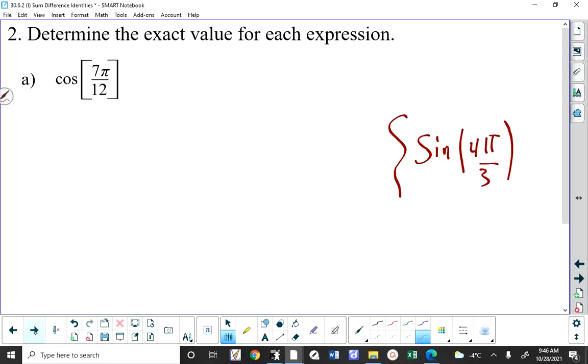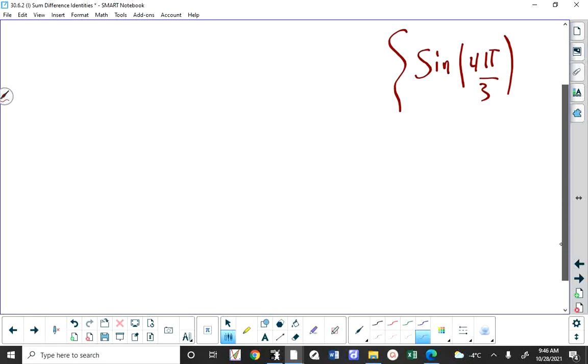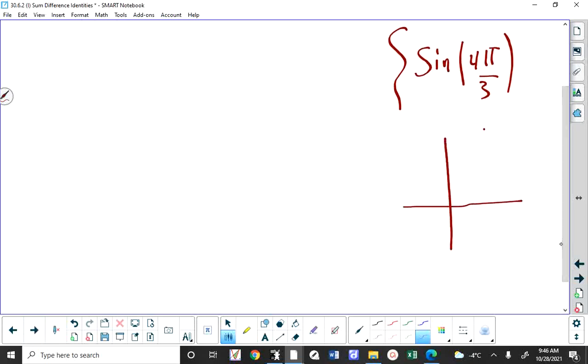Vaguely. You would go to your unit circle. This is what I told you need to do. You would go to your unit circle and look at 4 pi over 3. You would say 1, 2, 3, 4 pi over 3. You would then determine the y coordinate there, which would be negative root 3 over 2. And the answer is negative root 3 over 2.